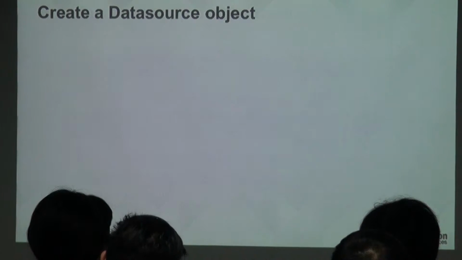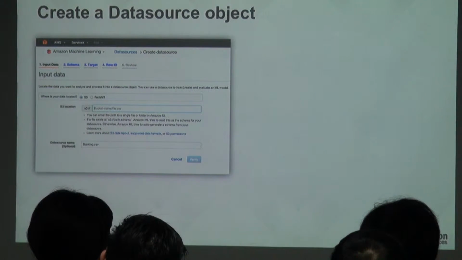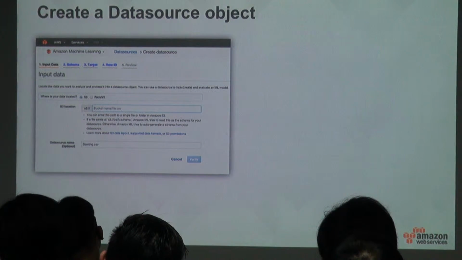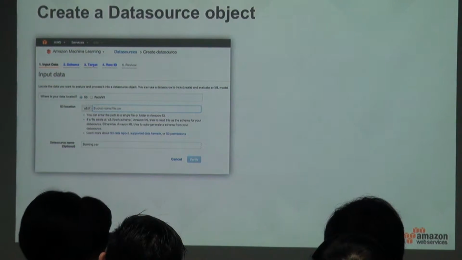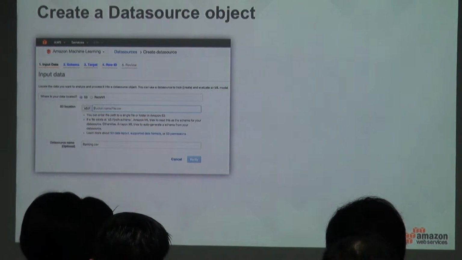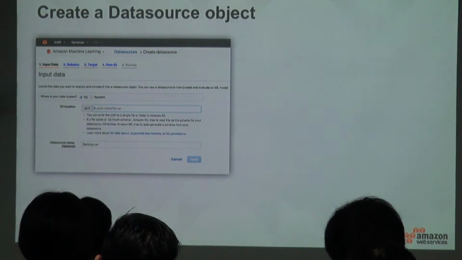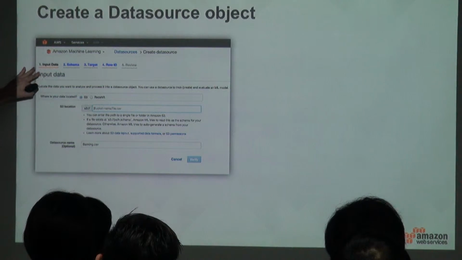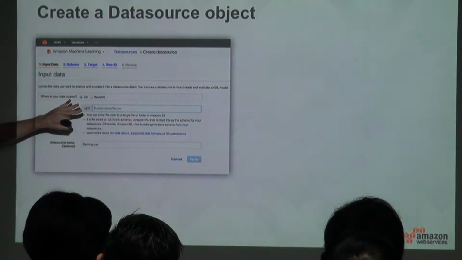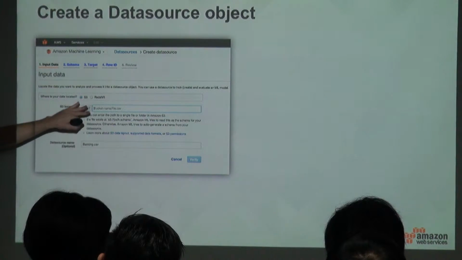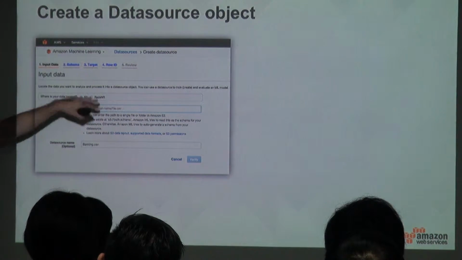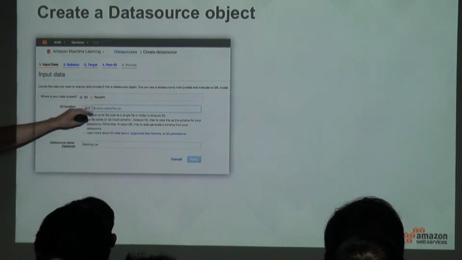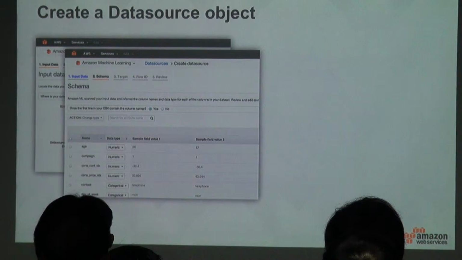All right, let's go through this step by step. These are actual screenshots from my console. Apologies, you might not see that very well from behind there, so I'm just going to talk you through. The first thing is creating a data source. This is where you define the location of your input data. This could be your data warehouse, or your log files in an S3 bucket. You put that in here, and then you say load it up.